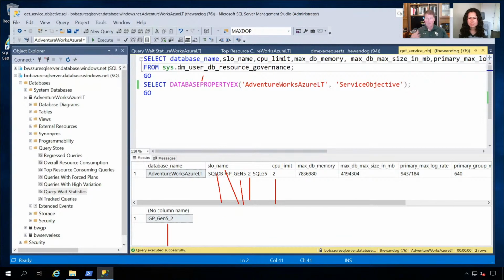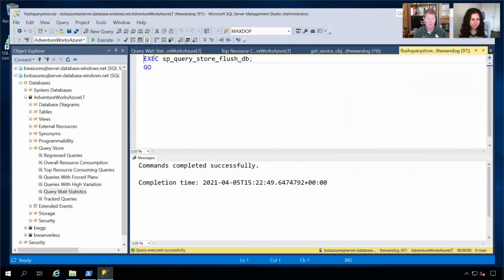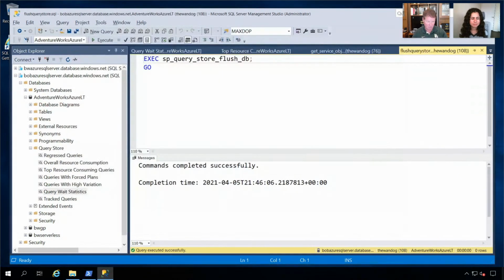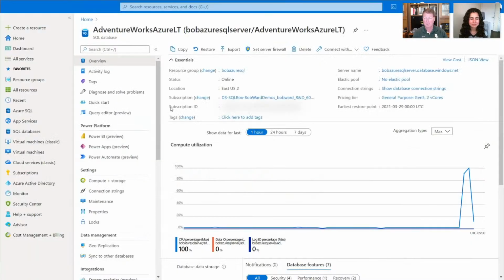So this is me, besides just looking at the portal or the documentation, I can tell how many CPUs I get from just looking at this. Now, later on in a demo I'm going to do a scaling thing, so I'm going to flush my query store database so I can compare and contrast. But Anna, before I do that, I'm going to flip over and show you something else. That's inside this VM. So let's go look at the Azure portal.